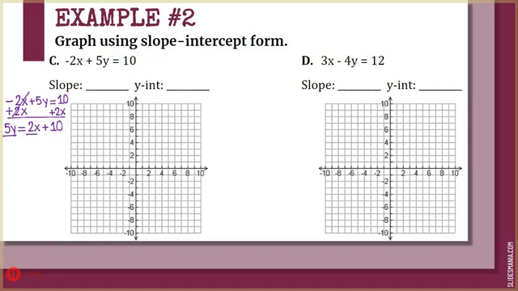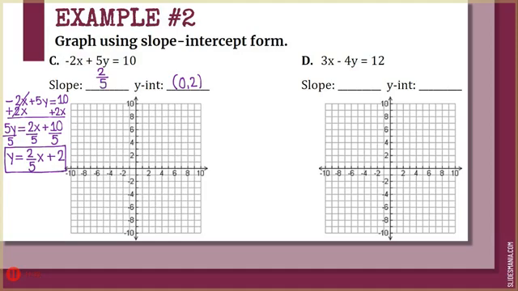Then I'm going to undo multiplication with division. But when I divide by 5, I have to divide everything by 5. And so I am left with y equals, and 2 divided by 5, 5 doesn't go into 2, so we're just going to leave it as 2/5 x plus, and 10 divided by 5 is 2. So this is now in slope-intercept form, where my y-intercept is 2 and my slope is 2/5.